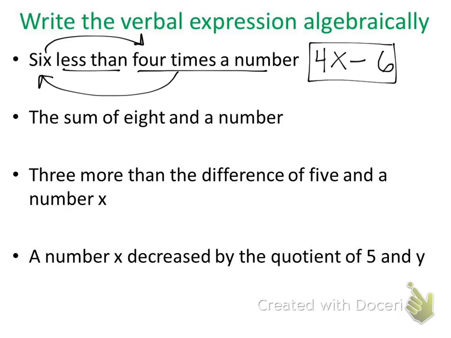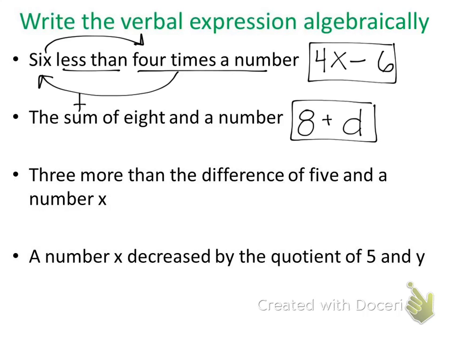The sum of 8 and a number. Are there any turnaround words in this problem? Nope. There's no than, there's no from. So I can write it exactly like it reads. What does the word sum mean? Addition. So I have 8 plus a number. Do I know what that number is? So we use a variable. So I'm just going to say 8 plus D. Okay. Let's look at the third one.